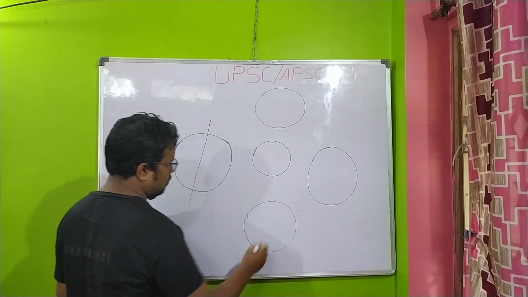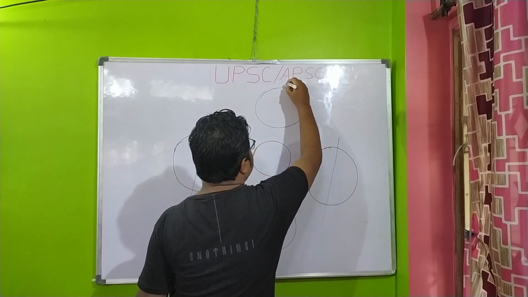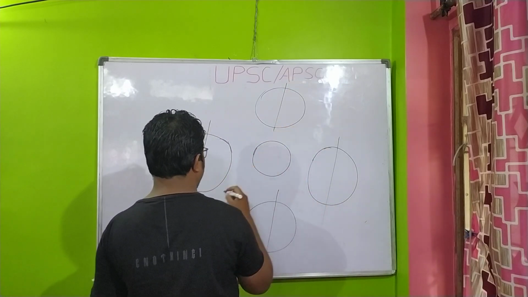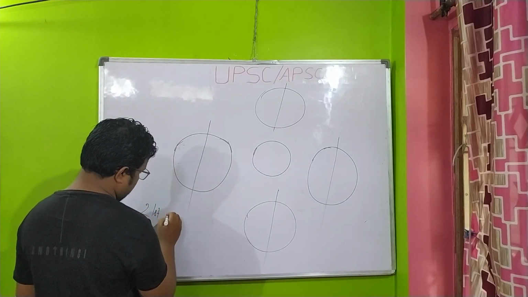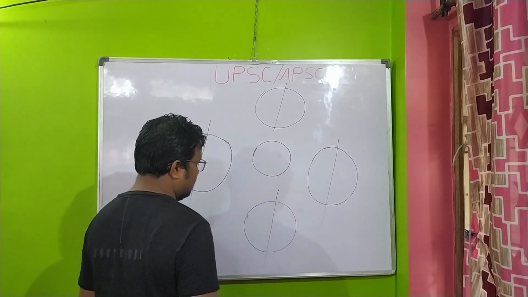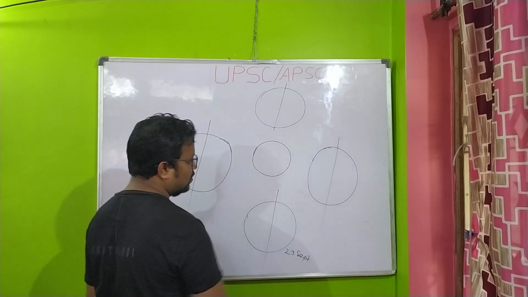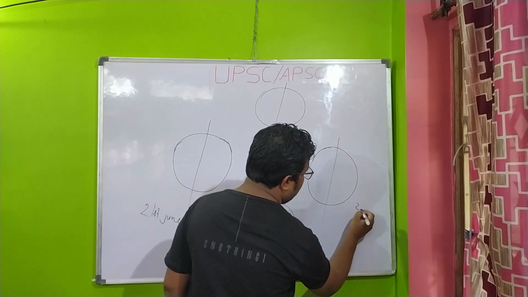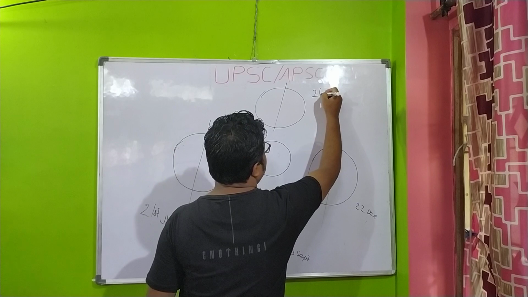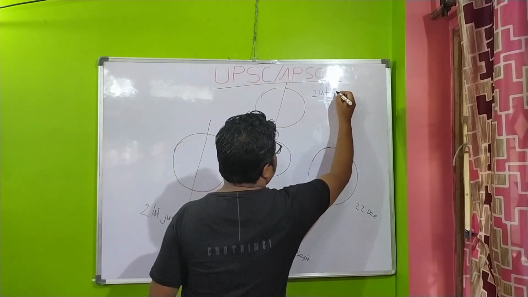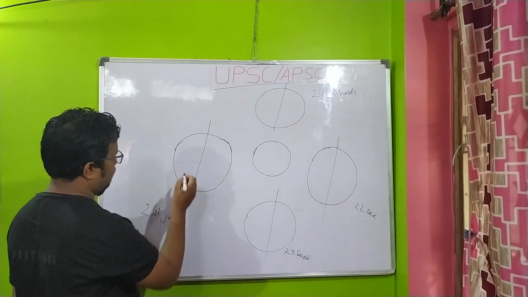This is the axis, but remember earth is taking a selfie here on the date of 21st June. On 23rd September, earth is taking a selfie here. On 22 December, earth is taking a selfie here. And on 21st March, earth is taking a selfie here.